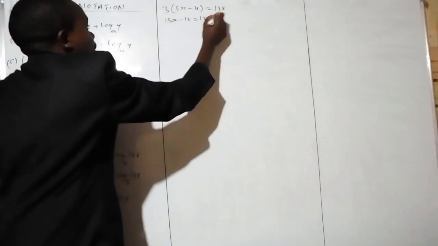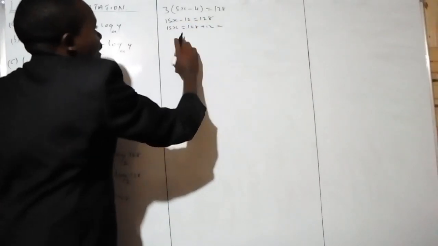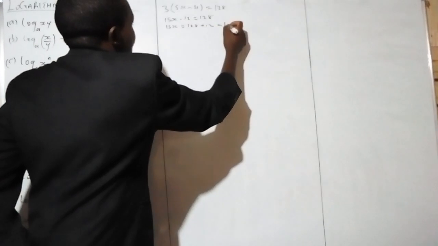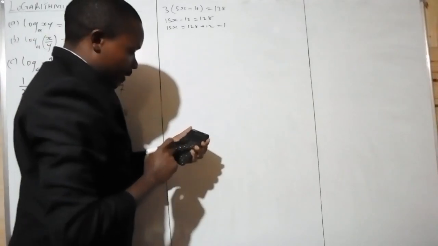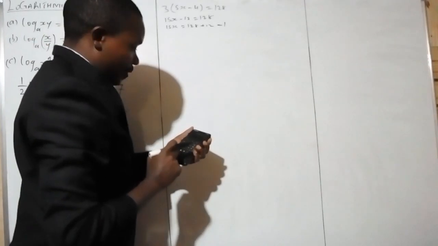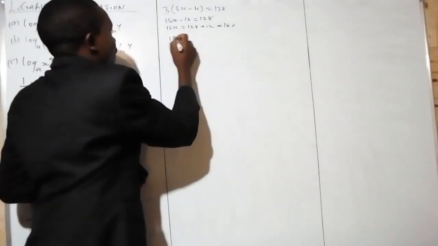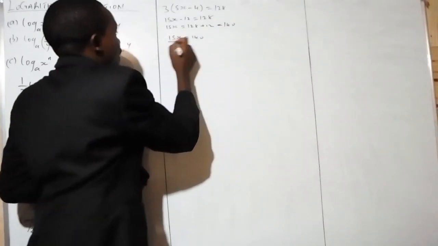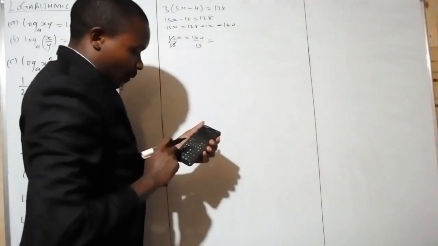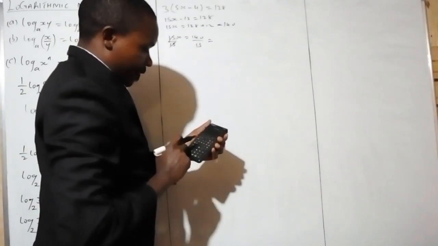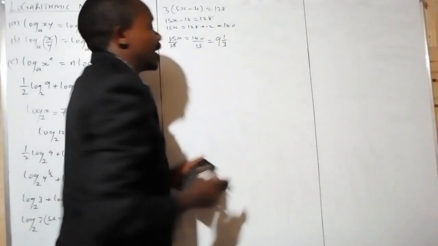15x is equal to 128 plus 12. And this is 140. Let me see, 128 plus 12 is equal to 140. Correct. 15x is equal to 140. Divide by 15 and 15. You have 140 all over 15, which is supposed to be 9 1/3. That should be the correct answer.